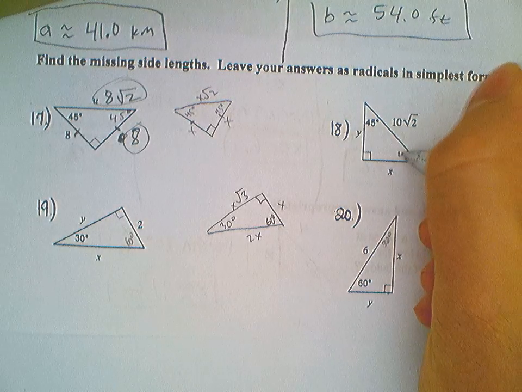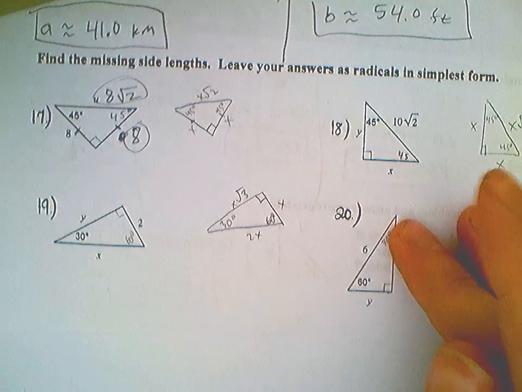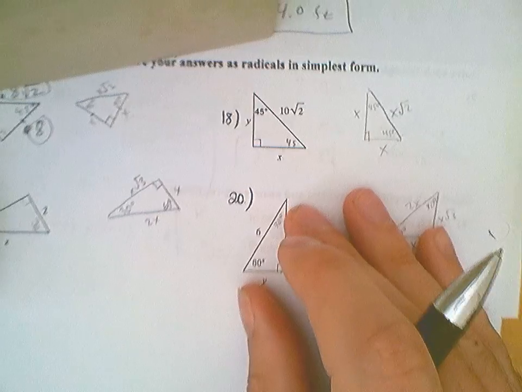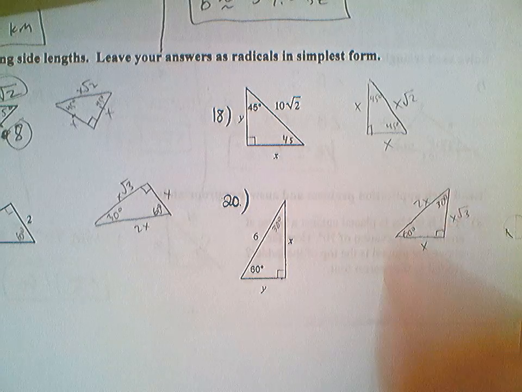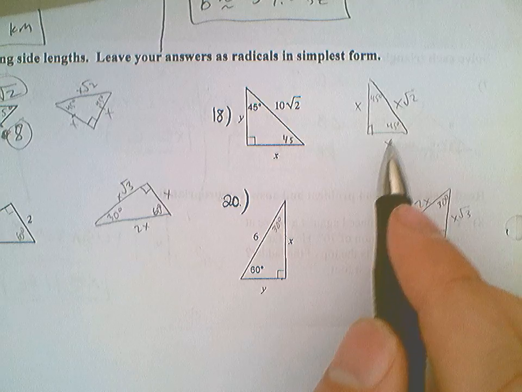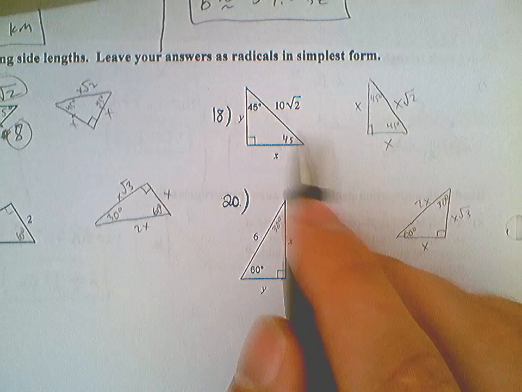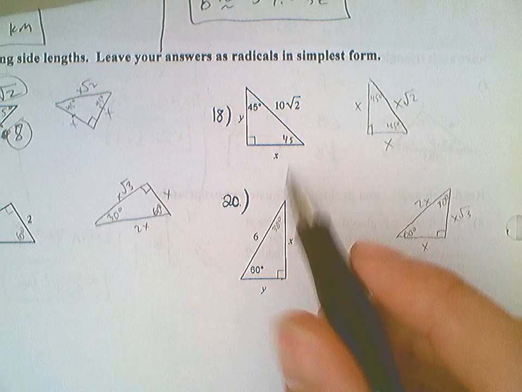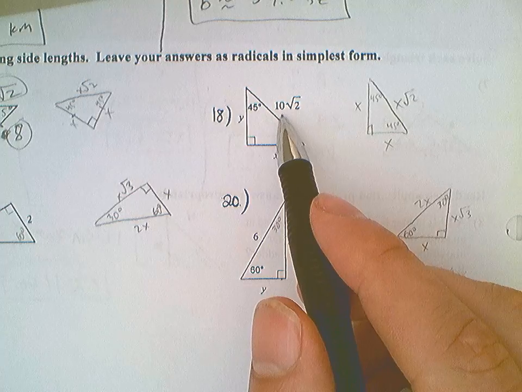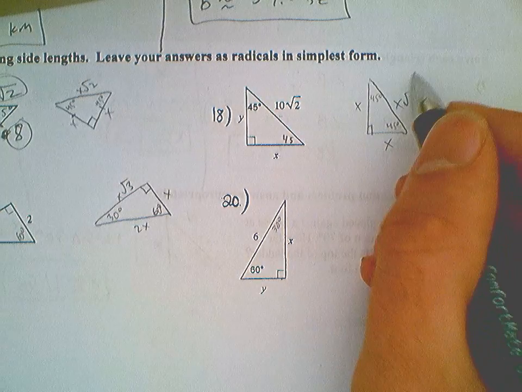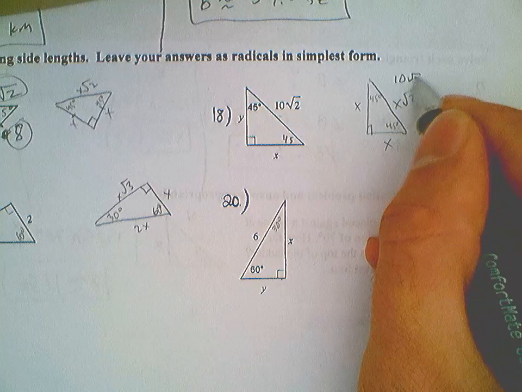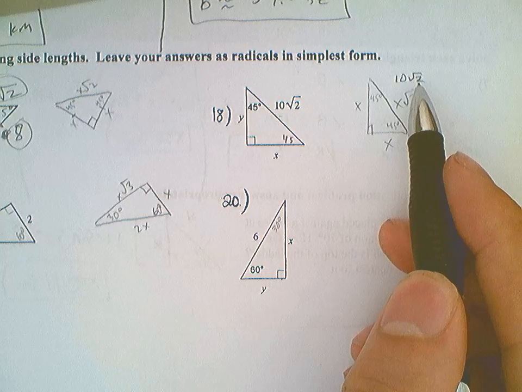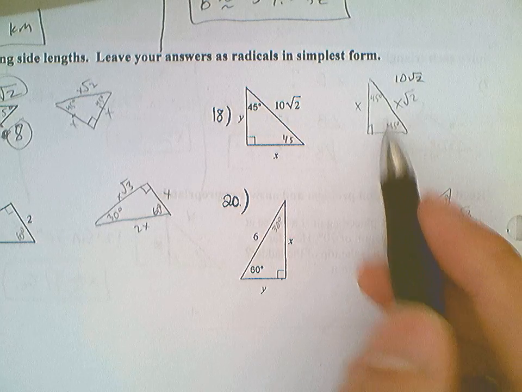Alright, number 18 is also a 45-45 degree triangle, but this time we're given the hypotenuse in this one. Again, I've drawn the 45-45 triangle with the relationship right beside this one, so I can match easier. Let's start with what we know. We know the hypotenuse is 10 square root of 2. If the hypotenuse is 10 square root of 2, remember that hypotenuse is supposed to be square root of 2 times the length of the two legs.